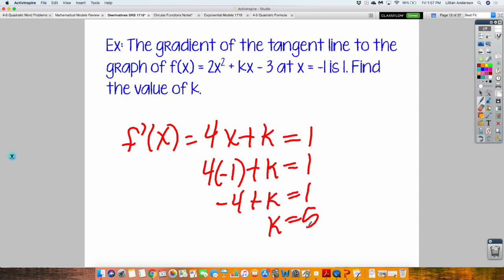Why do you set it equal? Because right here, when it says the gradient of the tangent line, aka derivative, is 1, derivative equals 1. I thought that was the gradient. Yeah, I thought it meant like the slope. No. The slope of the tangent line. The slope of the tangent line is the derivative. So exactly. Different wording, but the same thing.